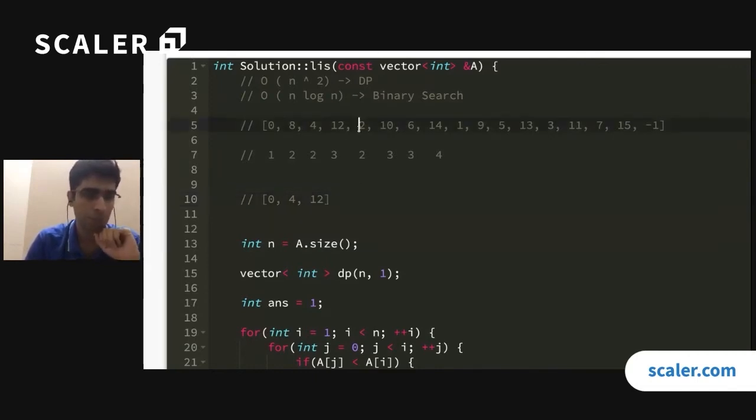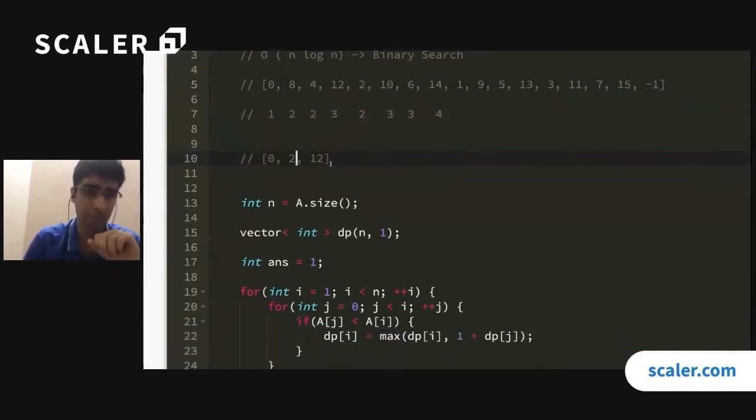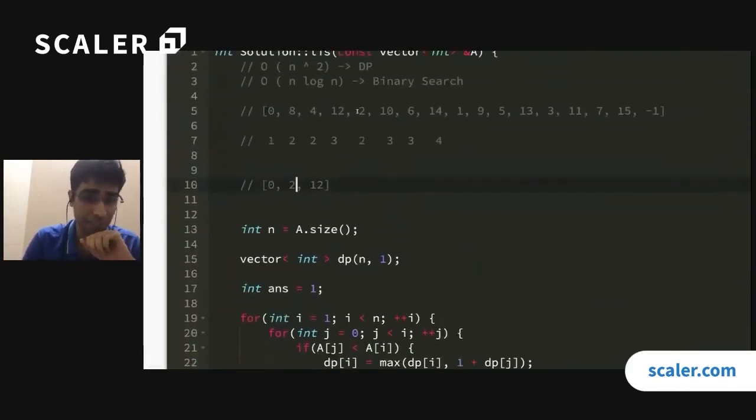Now we go to 2. We try to find the first index that is larger than 2. We find this is 4. We replace this 4 with 2. What is the length of the largest increasing subsequence till now? It is still 3. And by the way, if you would have seen till here, the length of the largest subsequence is 3, right? Great.